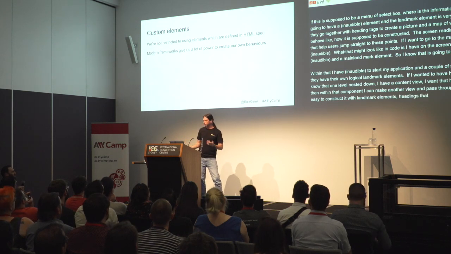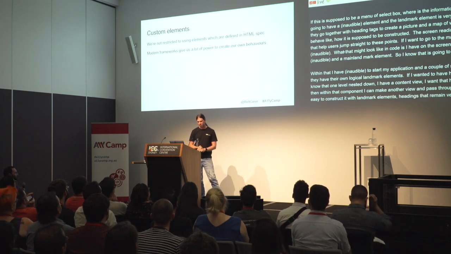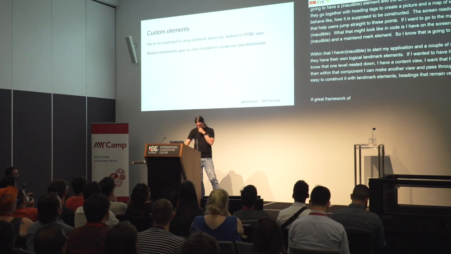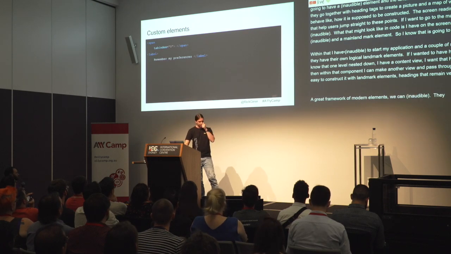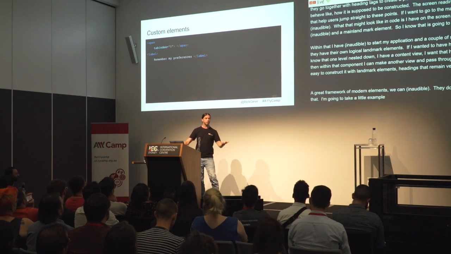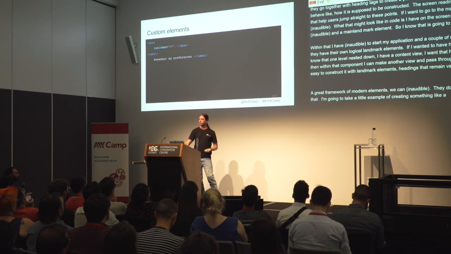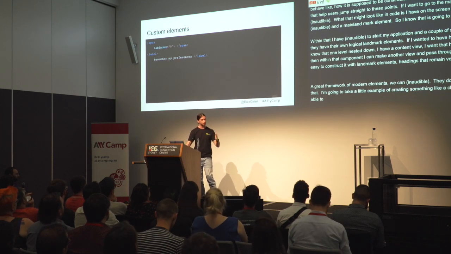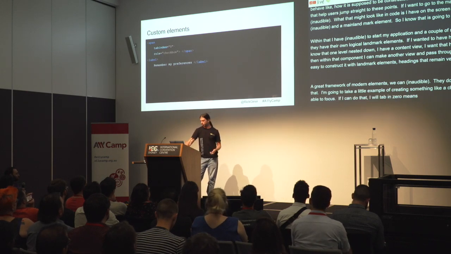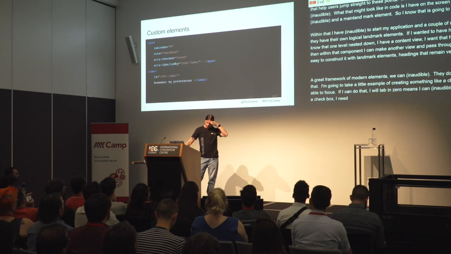And of course, a great feature of modern frameworks is that we can build custom elements and we're not restricted to them. They do give us the power to do that. But I'm going to take a little example of creating something like a checkbox. Now, I want to be able to set focus to it, so I can do that with tab index. Setting a tab index of 0 means that I can tab to that item and interact with it. But if this is going to be a checkbox, I also need to add a role of checkbox. And I'll need to set an initial value. And I'll need a good label and some good naming to just explain that this is a checkbox.